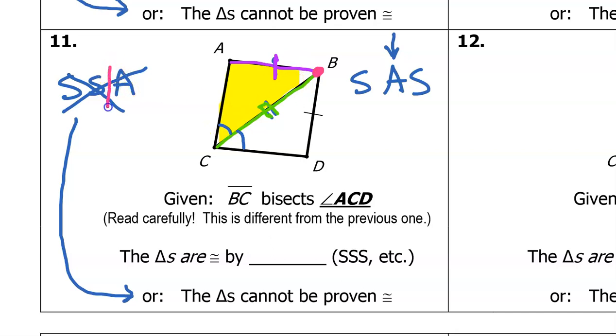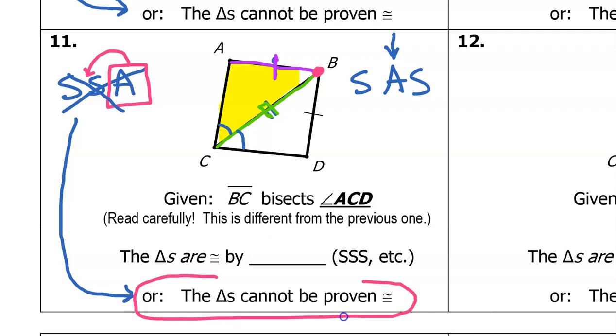All right, so when the angle is not between the two sides, it is a side-side-angle situation. Do not write that on this line. Side-side-angle does not prove triangles are congruent, so you cannot write it on that line. Instead, just circle this.